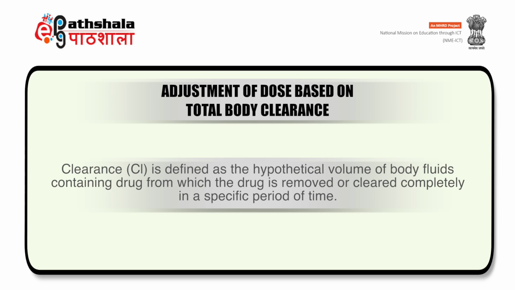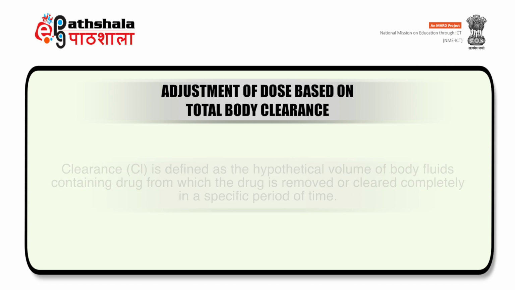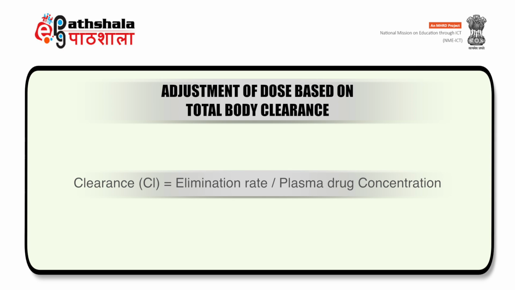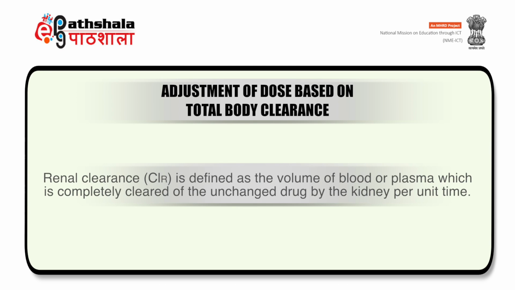In general, clearance is defined as the hypothetical volume of body fluids containing drug from which the drug is removed or cleared completely in a specific period of time. So, clearance is described by the equation in which clearance can be calculated by dividing elimination rate by plasma drug concentration. And renal clearance is defined as the volume of blood or plasma which is completely cleared of the unchanged drug by the kidney per unit time.